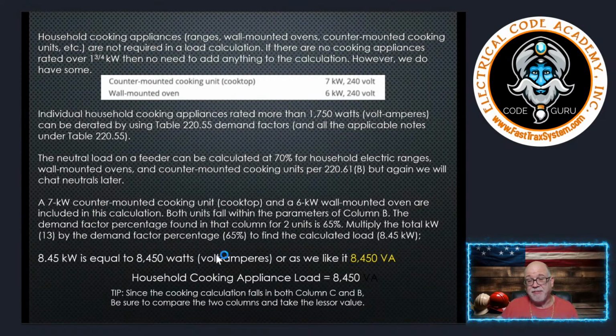But before we leave here, what are we going to do? Remember that neutral? Remember what we said? We get to take it at 70%? I'm going to take that 8,450 and multiply that by 70% to get my neutral. Since I'm already here, might as well knock it out. So 8,450 times 0.70 gives me 5,915. Don't believe me? There it is.